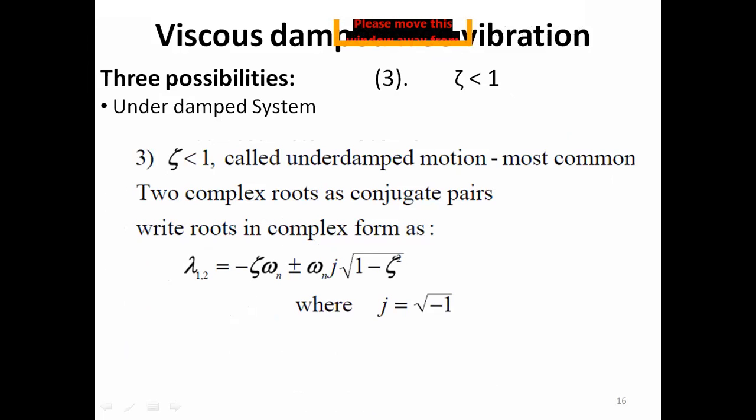The third possibility, when zeta is less than 1. And this would happen because zeta is actually C by Cc. If C, that is the actual damping in the system, is less than the critical damping, then zeta would be less than 1, and we call that damping underdamping, and that system an underdamped system. So if zeta is less than 1, the system is underdamped, the motion is underdamped motion, and actually this is the most common motion in all of the vibratory systems.